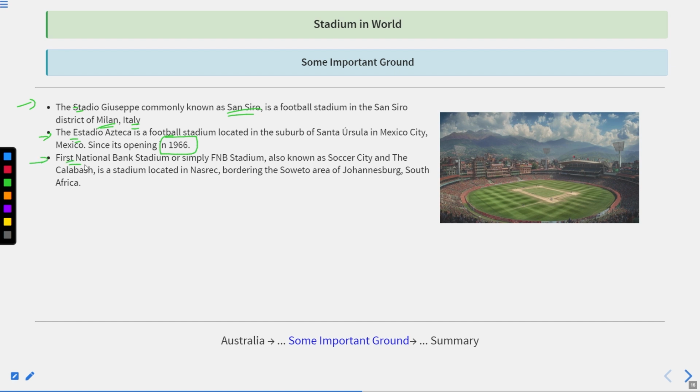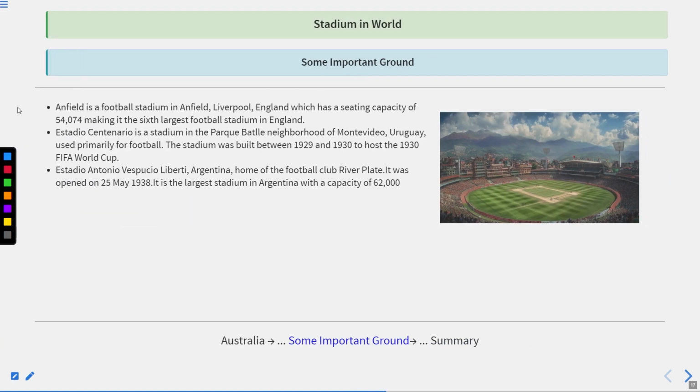Then First National Bank Stadium, or simply FNB Stadium, also known as Soccer City and the Calabash, a stadium located in Nasrec, bordering the Soweto area of Johannesburg, South Africa. Anfield, the football stadium in Anfield, Liverpool, England, having a seating capacity of 54,074, making it the sixth largest football stadium in England.